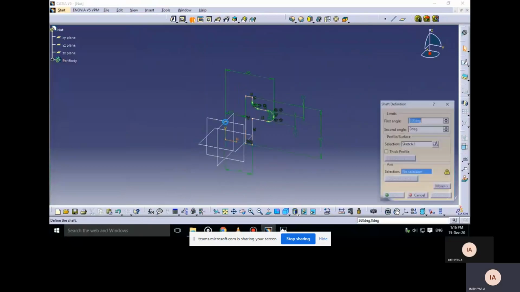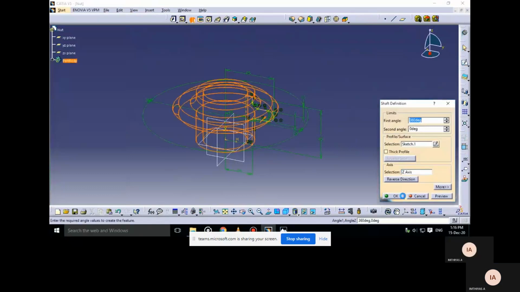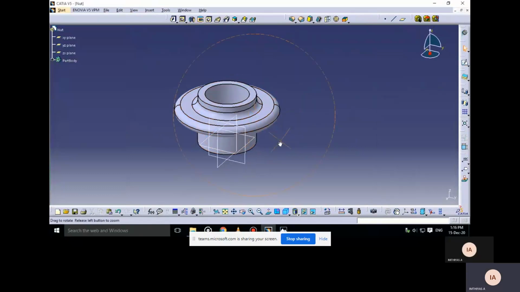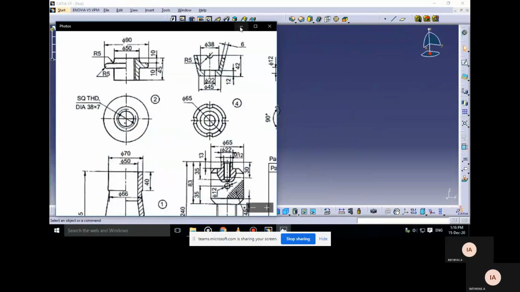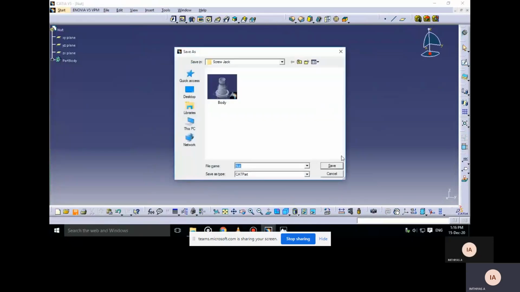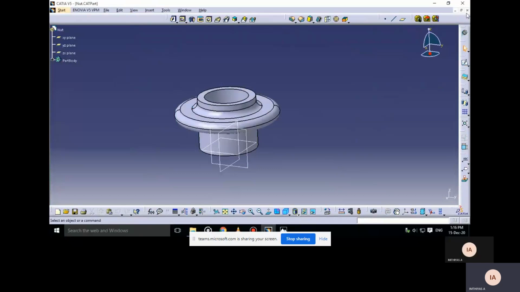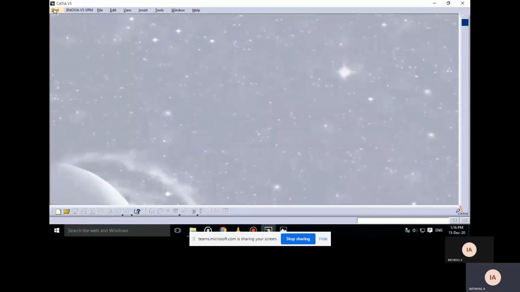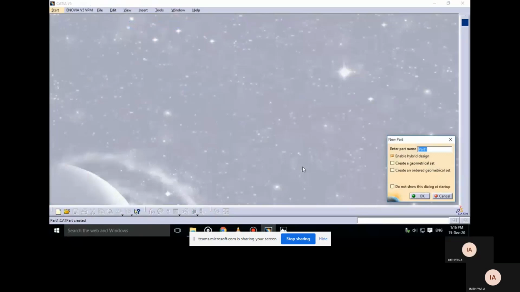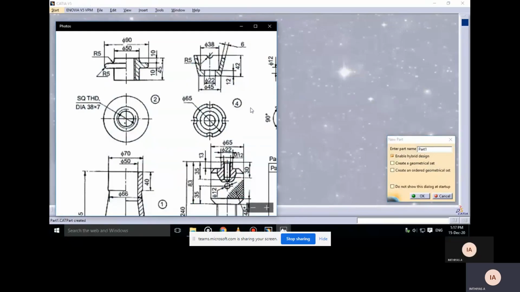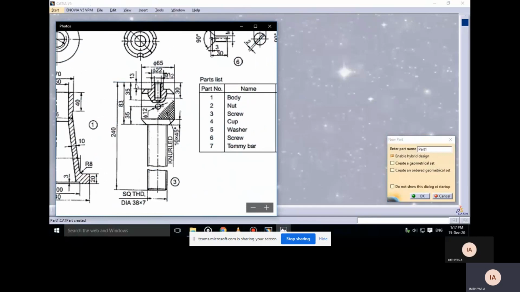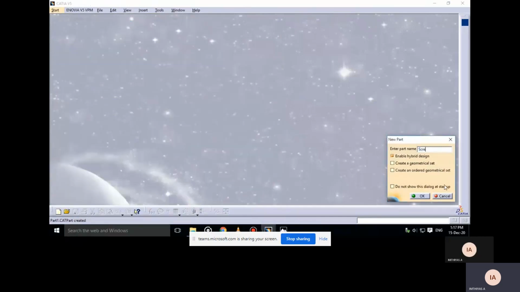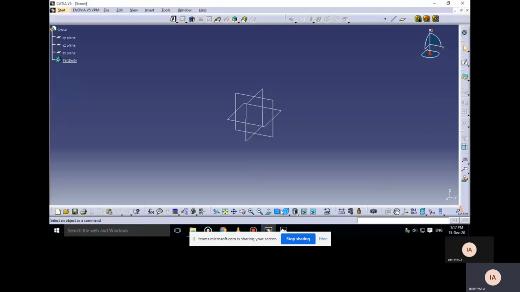We will add that, revolve that, and this is how the nut will look. The second part is made ready. Now we go for the third part. It is the screw which has been inserted inside the body. So we'll make it.